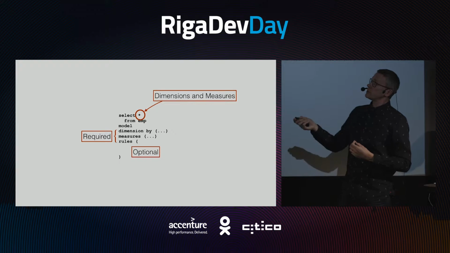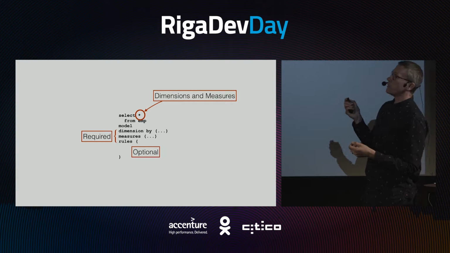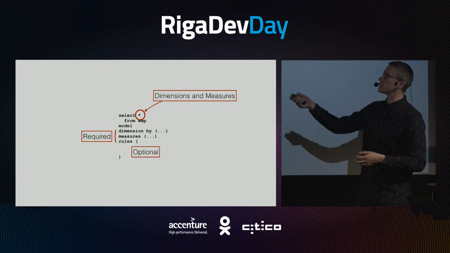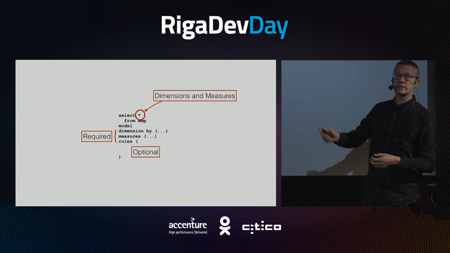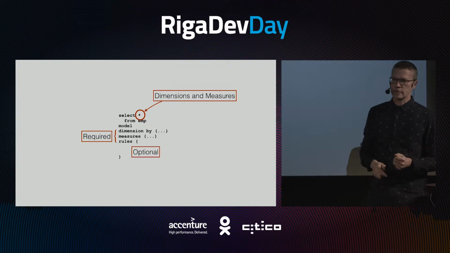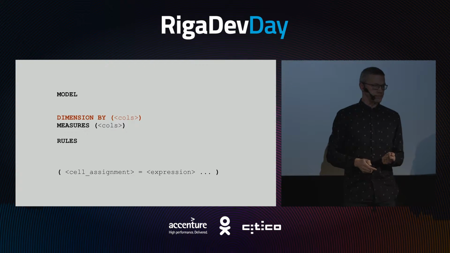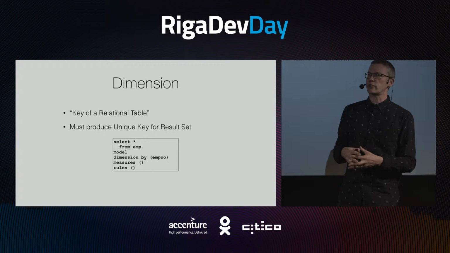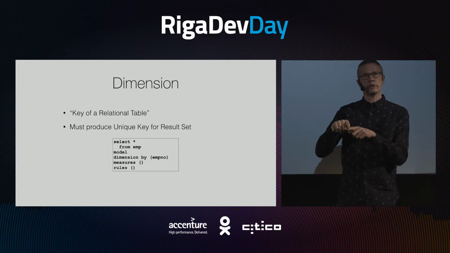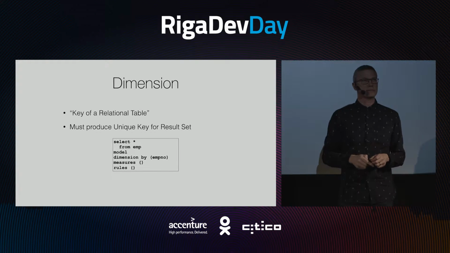What you get returned in your select statement, or what you can query, are basically dimensions and the measures. Okay? So select star will only select what's in the dimension and what's mentioned in the measures. So first of all, the dimension. The dimension is like the key of a relational table, or that identification, how you identify the individual cell. Okay? And it must be unique for the result set.